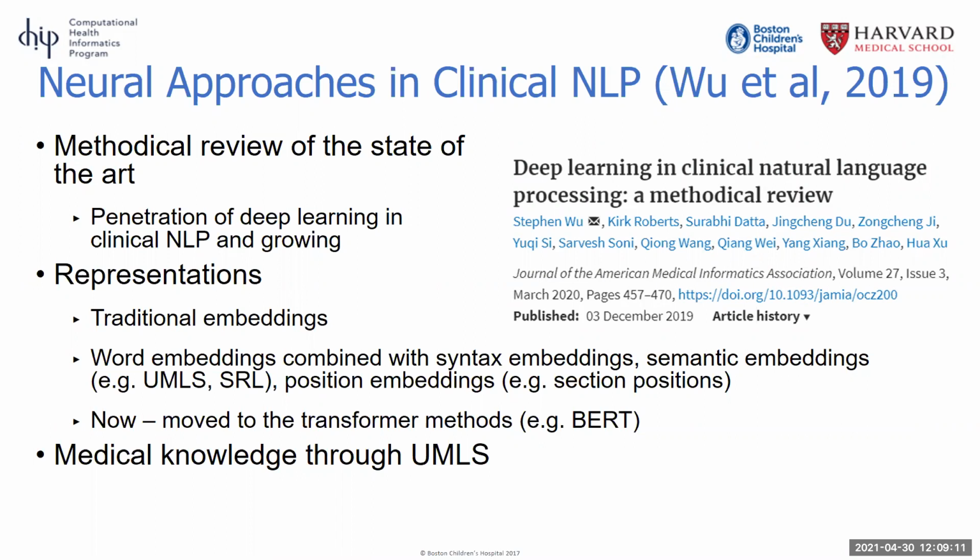There is this excellent paper by Wu and colleagues. It was published in JAMA actually in 2019, so it's slightly old. Actually, it's quite old in the NLP community. That would be considered fairly old, but it gives an excellent overview of the neural approaches in clinical NLP.